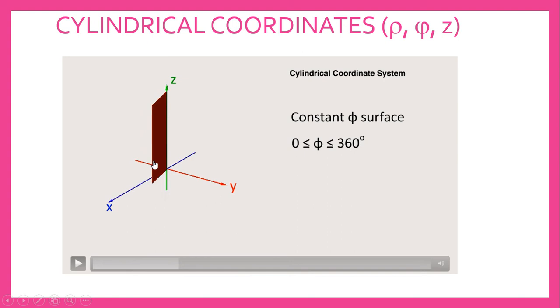And along this plane, which value is constant? The phi value will be constant. For this also phi, same thing. This also phi, same thing. Along this complete plane, phi will be constant.